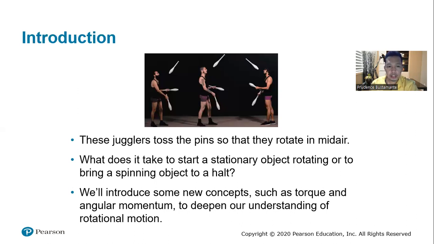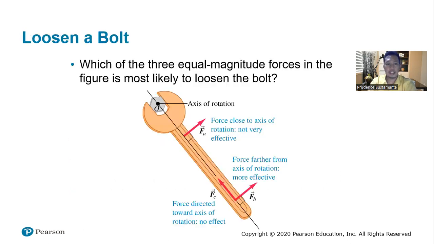Here we have jugglers tossing pins so that they rotate in mid-air. What does it take to start a stationary object rotating or to bring a spinning object to a halt? Think about it. We'll introduce some new concepts, such as torque and angular momentum, to deepen our understanding of rotational motion. Before you proceed, you need to review chapter one, vectors, the product of two vectors, which is the cross product, and how to do it.